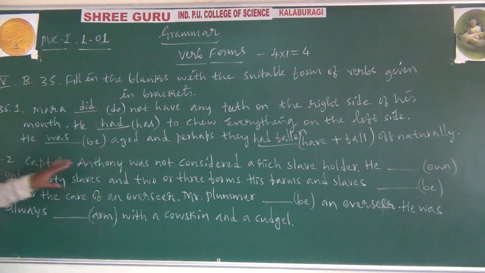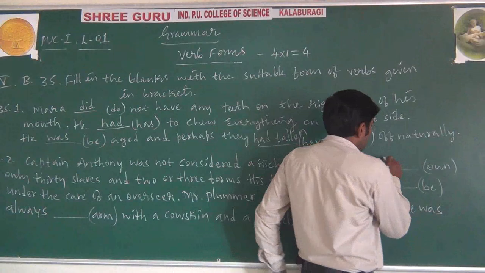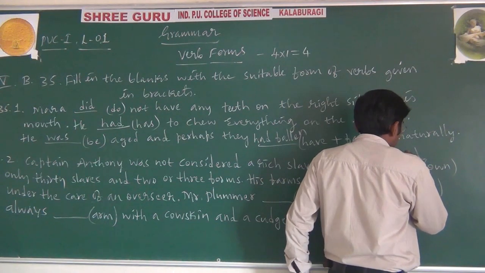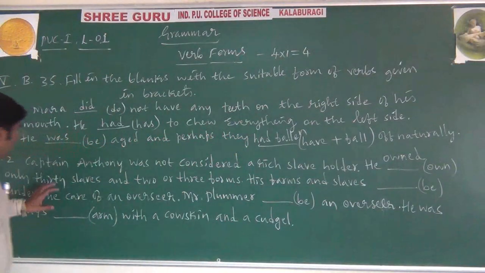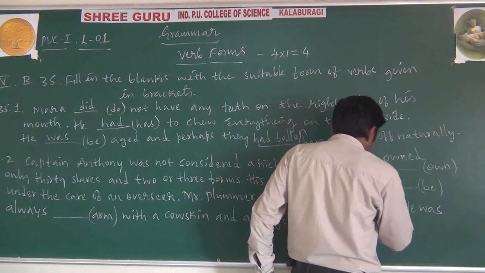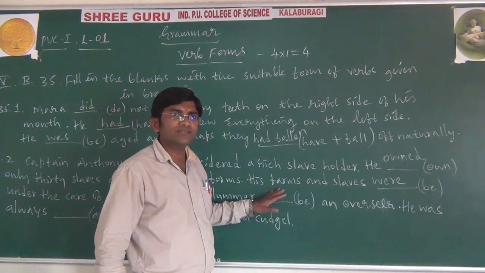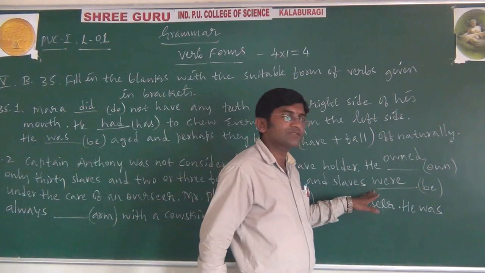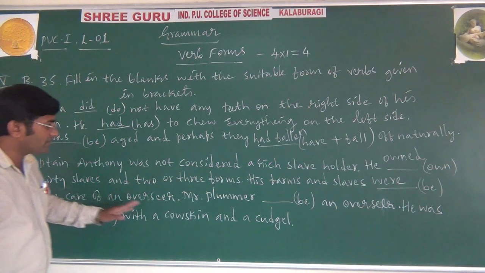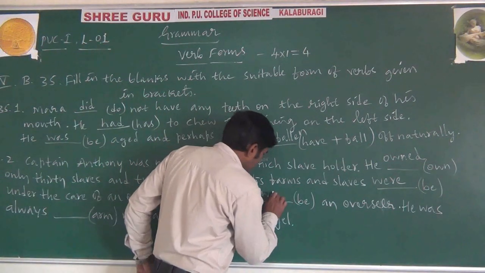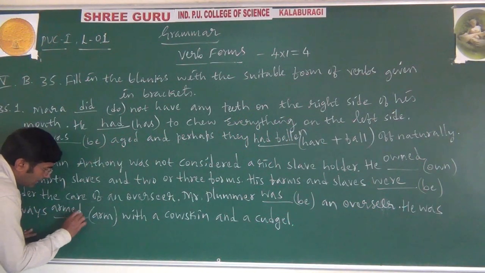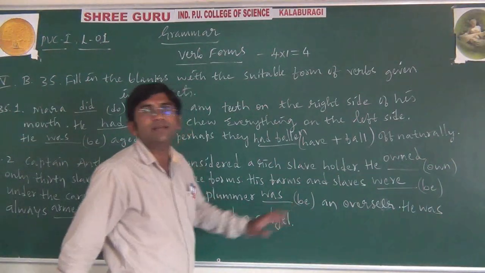Well, Captain Anthony was not considered a rich slaveholder. Simple present tense into simple past tense. He owned already. Yes, it can be changed into: he owned only 30 slaves and two or three farms. His farms and slaves were. Why? It is into plural. The subject is into plural, so the verb will also be into plural. Right. Past tense: His farms and slaves were under the care of an overseer. Mr. Plummer was an overseer. He was always armed with a cow skin and a cousin.